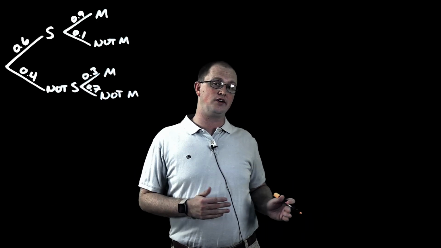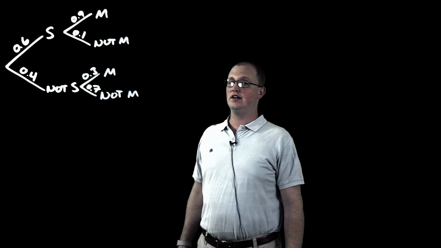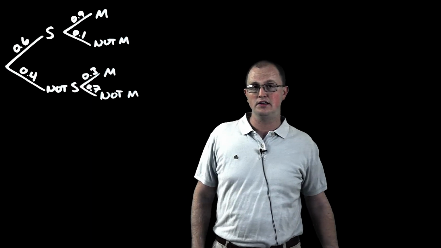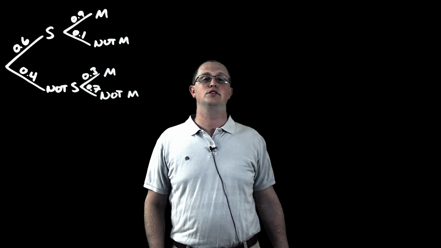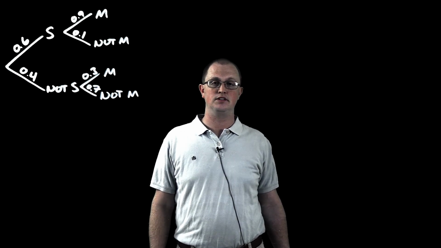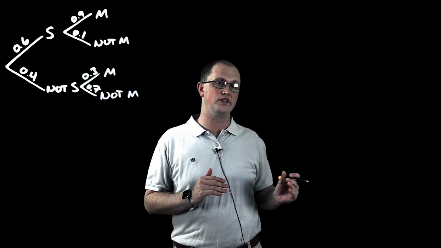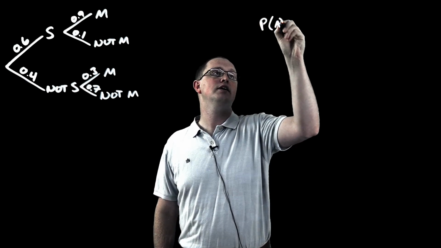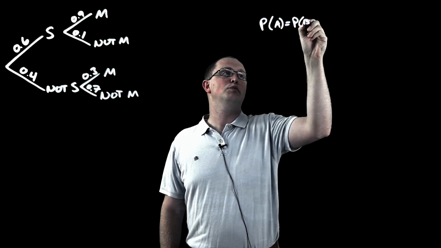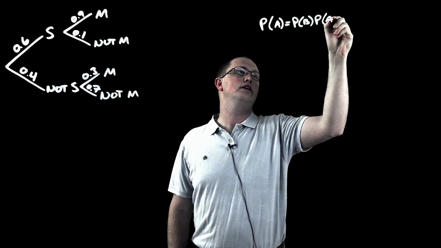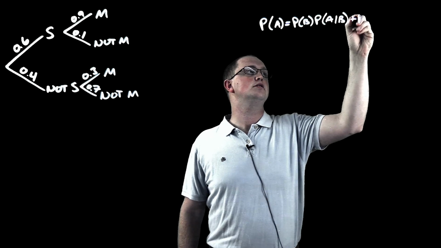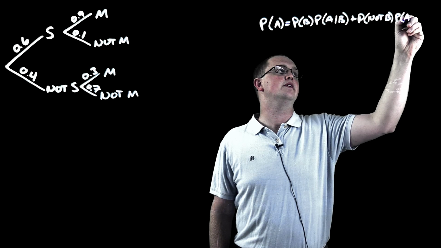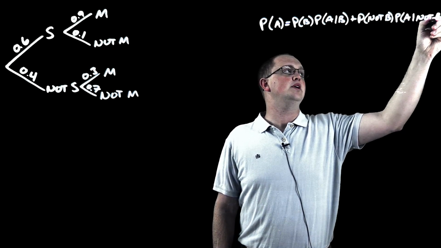We're gonna keep talking about probability, and I want you to recall that last video we talked about the total law of probability. And the total law of probability says if you have events A and B, that you can write the probability of A as the probability of B times the probability of A given B plus the probability of not B times the probability of A given not B.